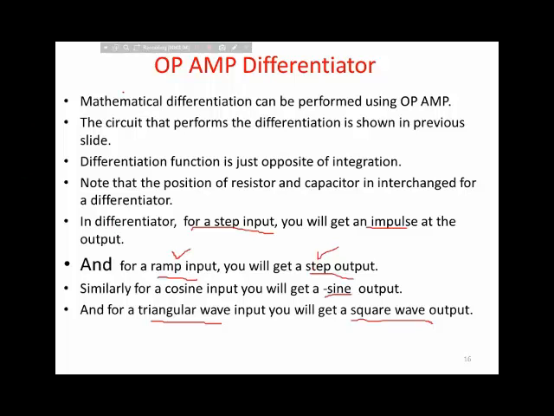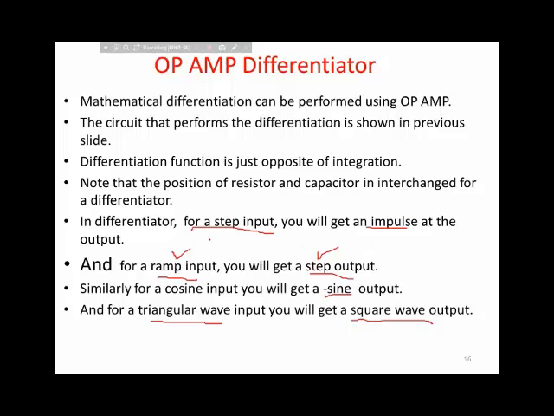So a mathematical differentiation can be performed using an op-amp. The circuit that performs the differentiation is shown in the previous slide. The differentiation function is just the opposite of integration. Note that the position of the resistor and capacitor is interchanged. Now in a differentiator, for a step input, you will get an impulse at the output.